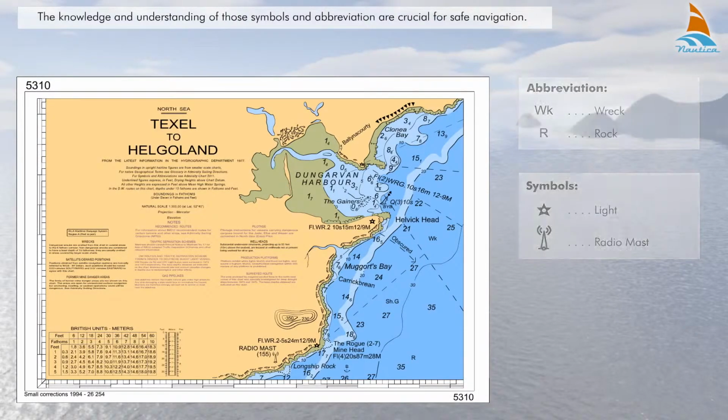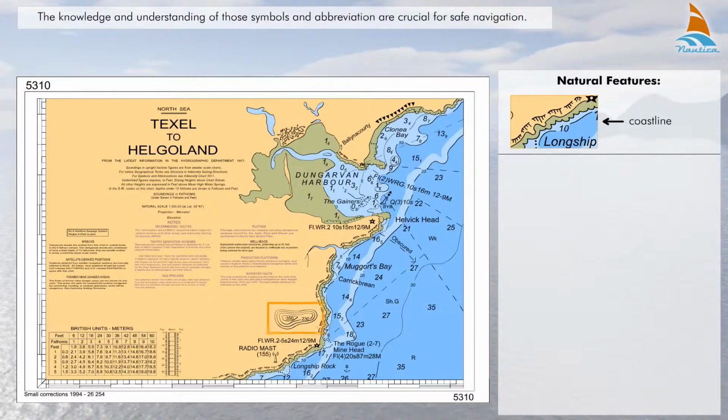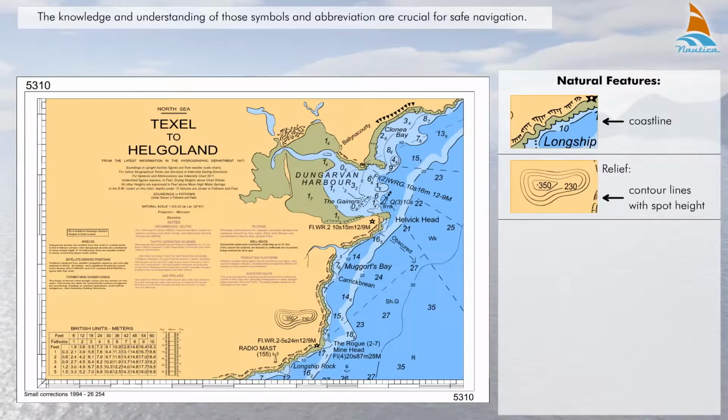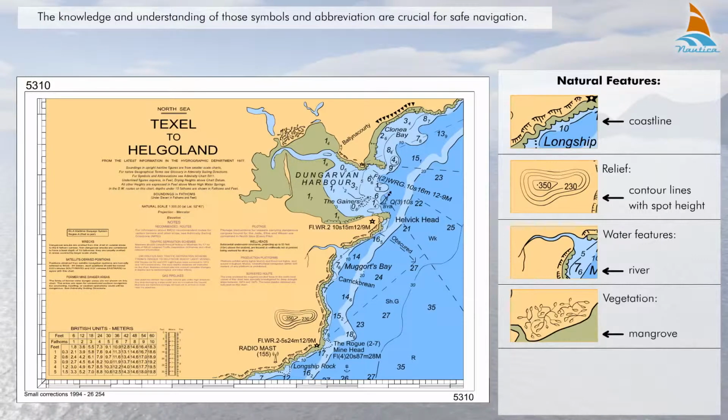On the nautical chart, you'll see natural features including coastline, relief, water features, vegetation, and supplementary national symbols.